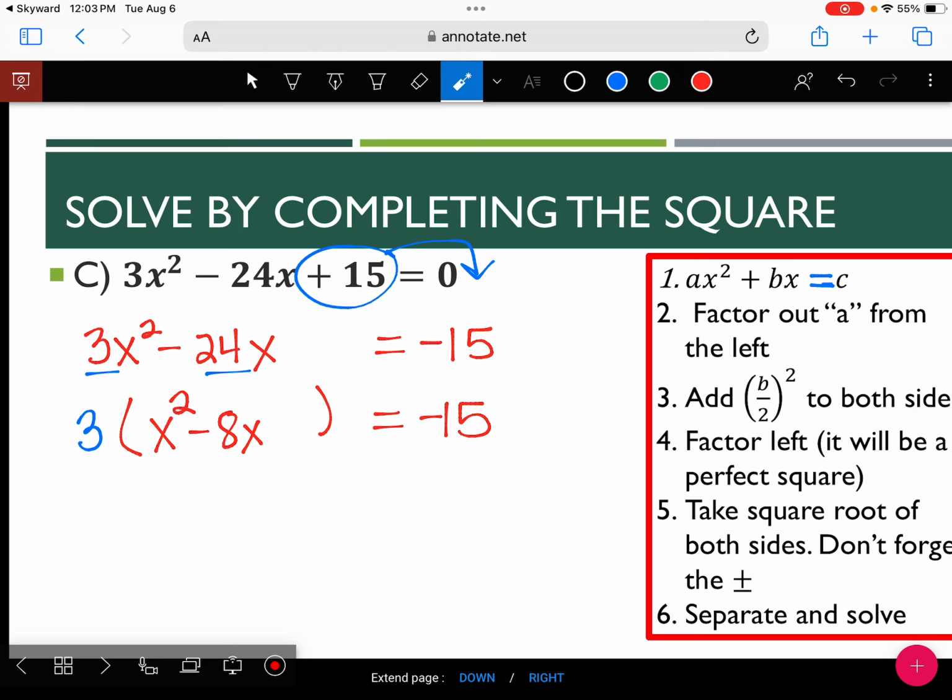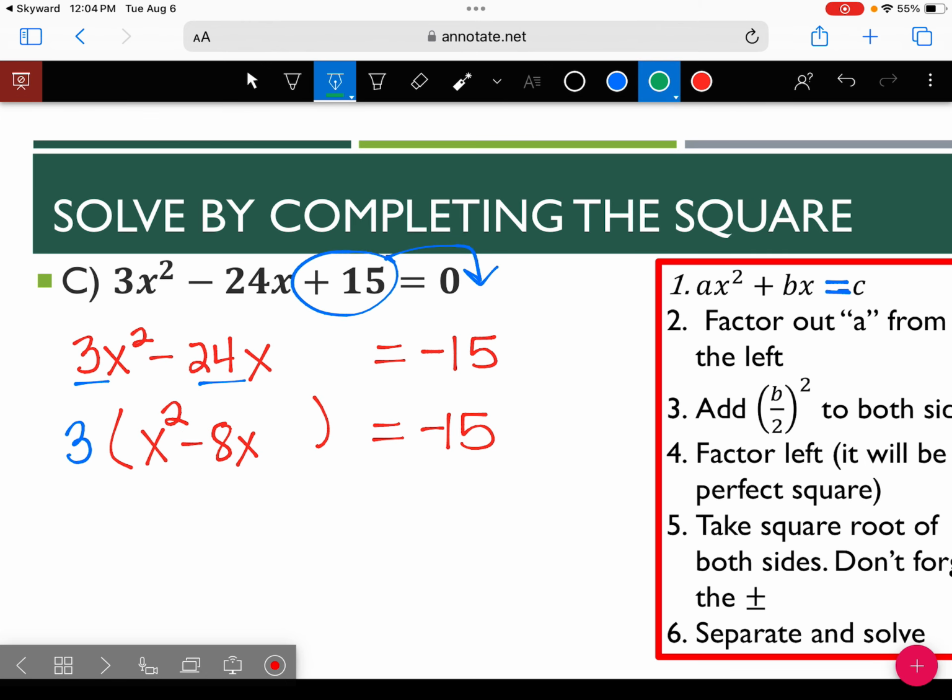This is now my B value. So I'm at step 3. B is negative 8. So don't say it out loud, but I want you to take negative 8 divided by 2 and square it. Figure out what that number is. And that number should always be positive. It's always going to be adding. It's always going to be a positive number, because when you square a negative, it's positive. When you square a positive, it's positive. So go ahead, figure out what that number is.